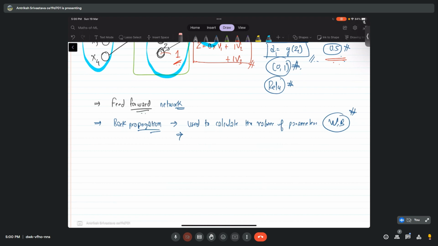So that is what I was saying, that you can train your model. You can train your model using back propagation, in which mostly people use the gradient descent method for training the model.